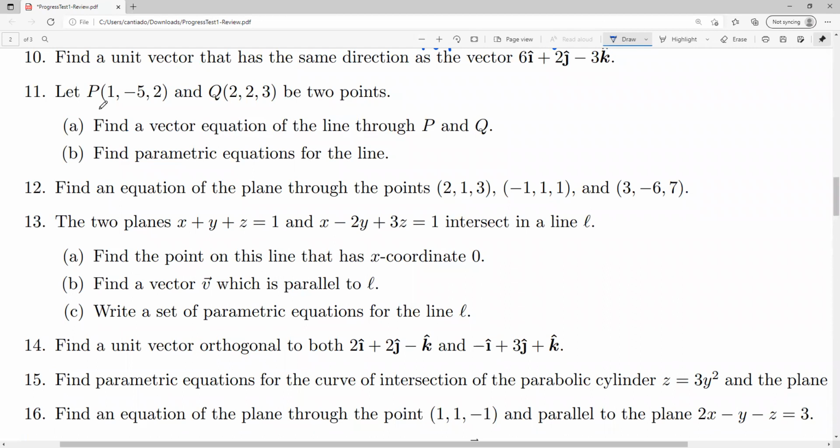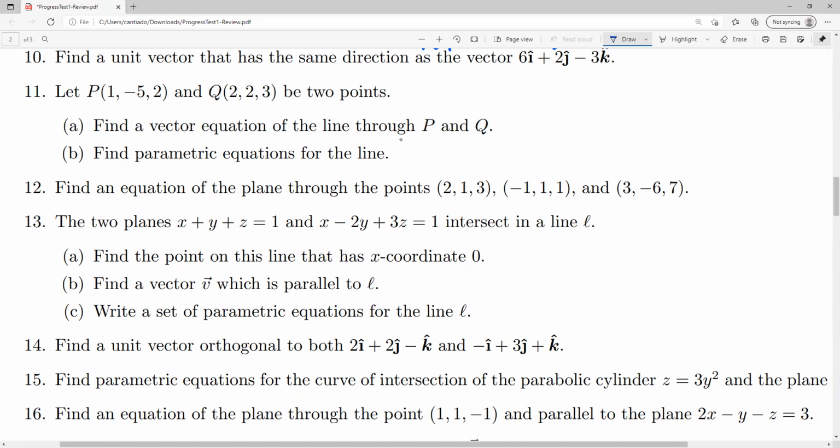Looking at number 11, P and Q are these 2 points. Find the vector equation of the line through P and Q, and find the parametric equations for the line. So they want the vector equation and the parametric equation. So those are all related to each other. And notice how it says the line through P and Q, the line, not the line segment. So we don't need to restrict the domain, we just need an equation.